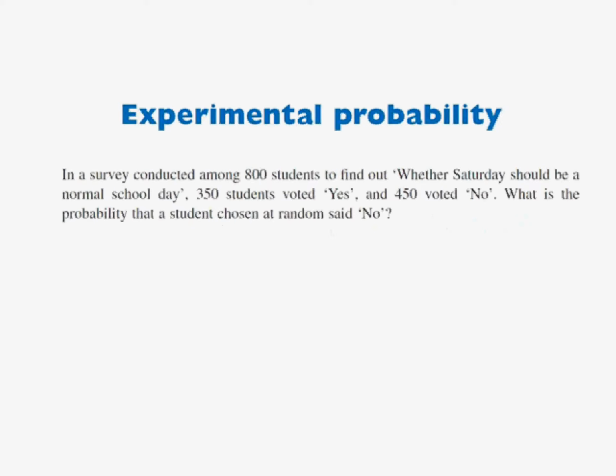So, what we need to do for this is, first of all, put up the formula. Probability of, we're after no here, so I'm going to write the word no, equals the desired outcomes over the total. Now if we look here, we look for the total first. It's going to be 800 because this first sentence says among 800 students. So first of all, we just put 800 down.